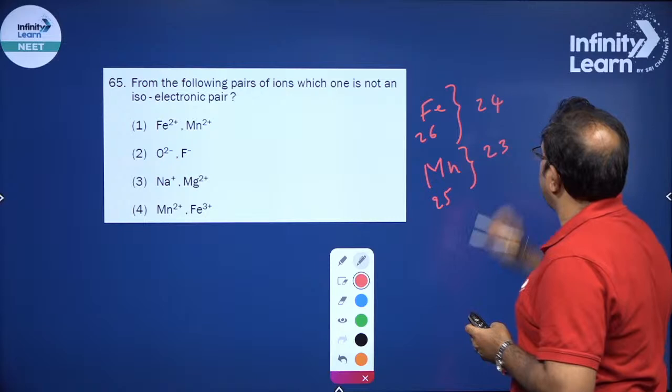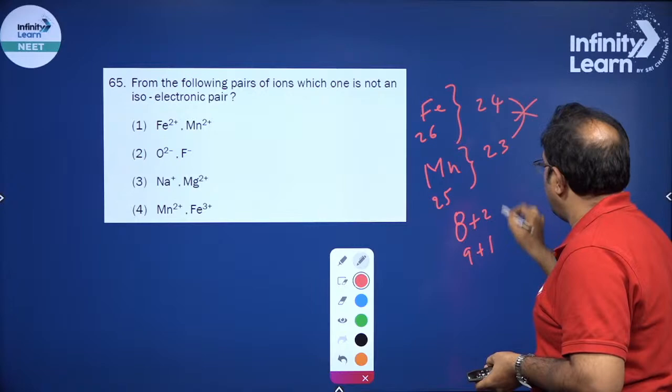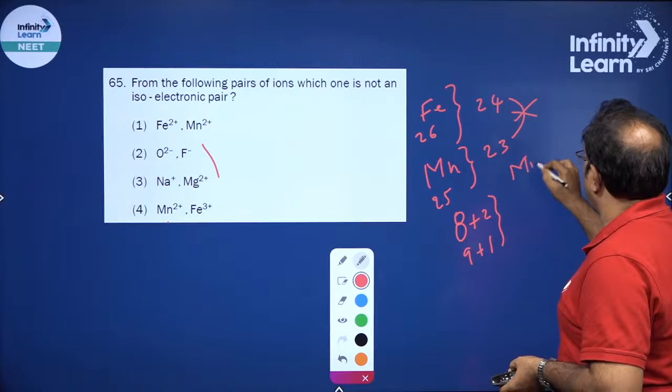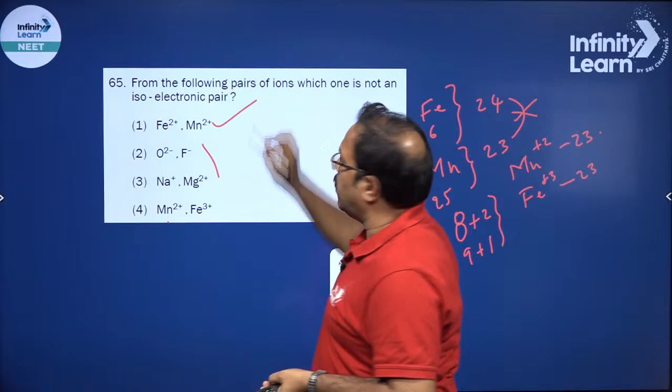In this case you have O2- and F-, so this is 8 plus 2 and 9 plus 1. Of course this is the simplest one. Na+ and Mg2+, these are all known examples. And Mn2+, Fe3+: if you check, Mn2+ we have already written is 23. And Fe3+, here we have to remove one more electron, so this is also 23. So the first one is not an isoelectronic pair.